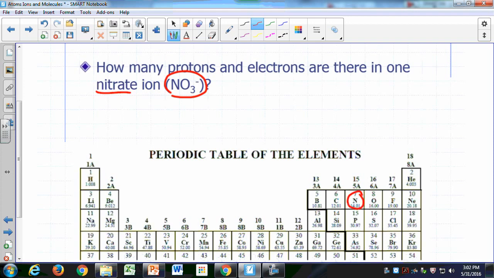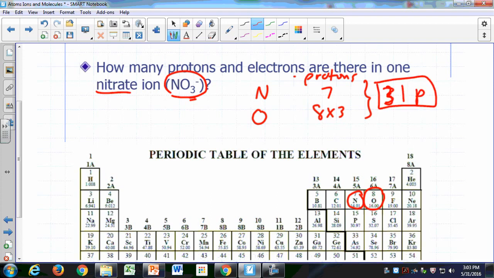Nitrogen has how many protons? Each oxygen has how many protons? And how many oxygens do we have? Times 3. So total number of protons would be 31 protons. How many electrons do you have? 31 because it's electrically neutral.